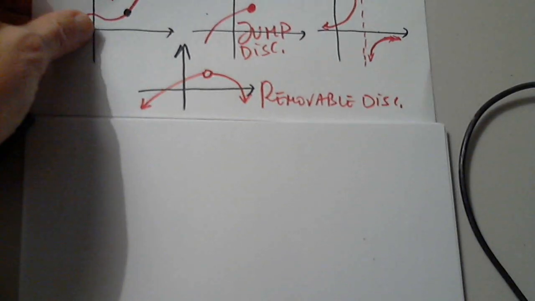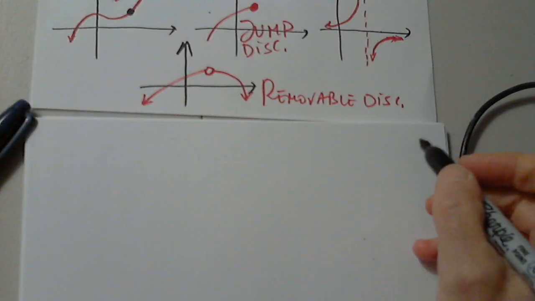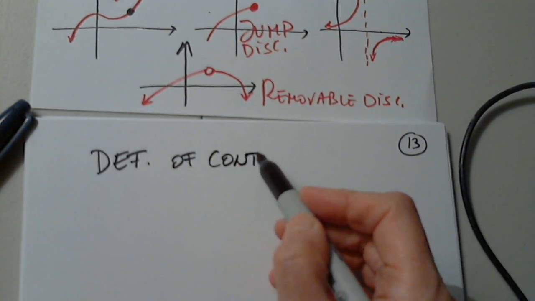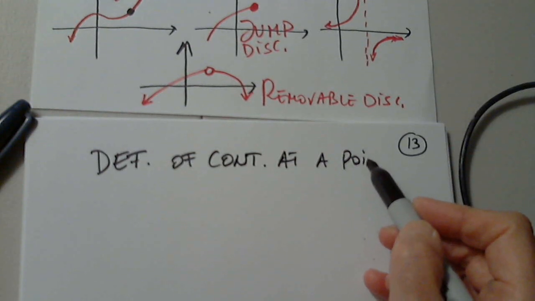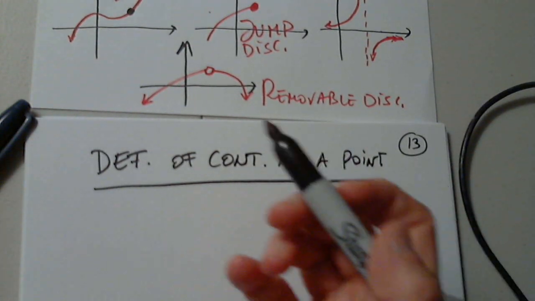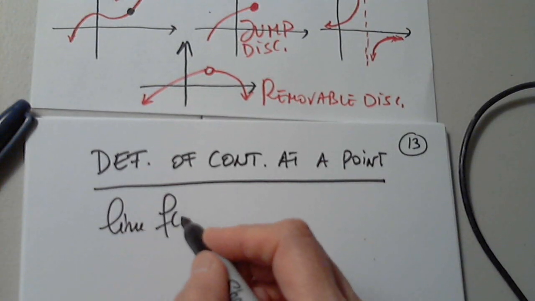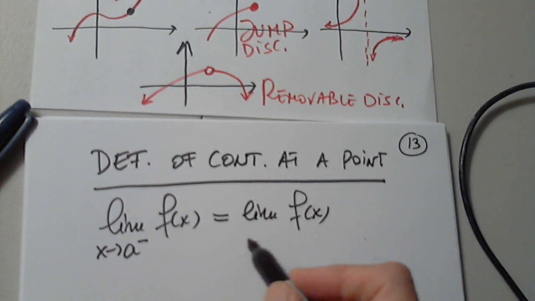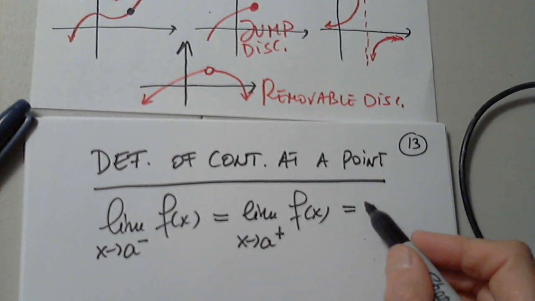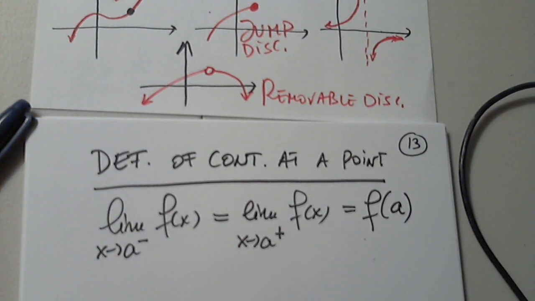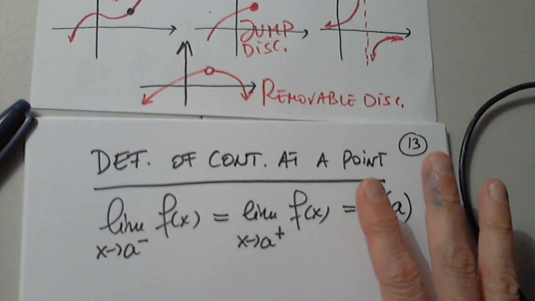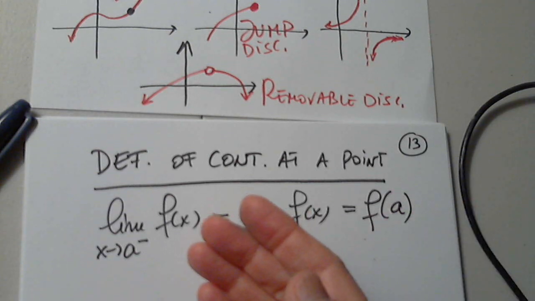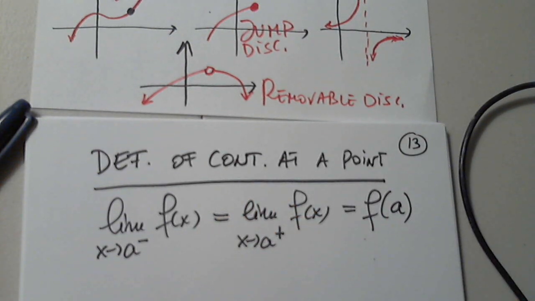So let's write now the definition of continuity at the point. Very important. Definition of continuity at a point. As I mentioned, the limit from the left equals the limit from the right equals the function value at that point. This doesn't always happen, as we know. But if a function is continuous at a point, it must happen. The limit from the left equals the limit from the right equals the function value at that point.